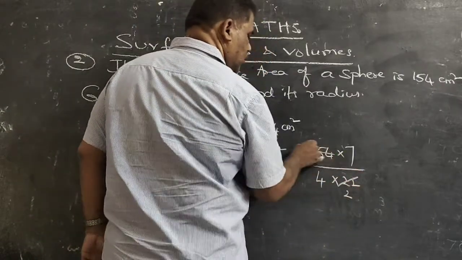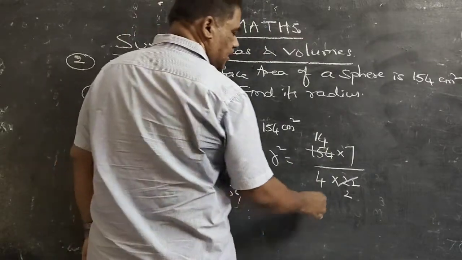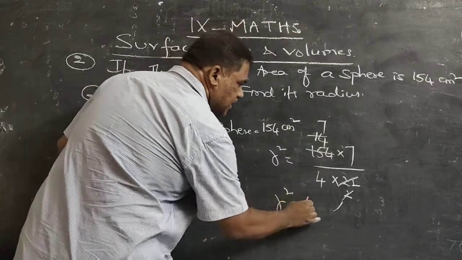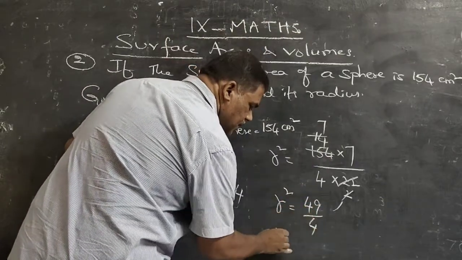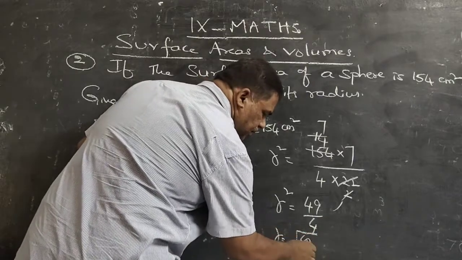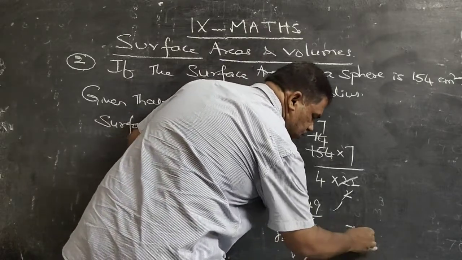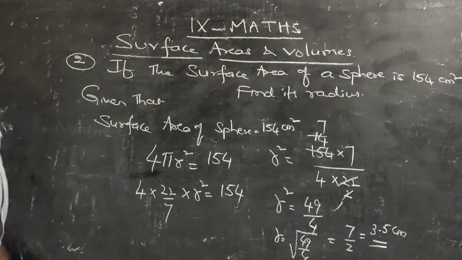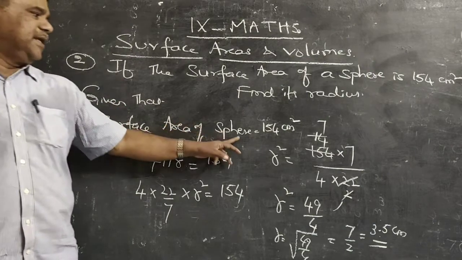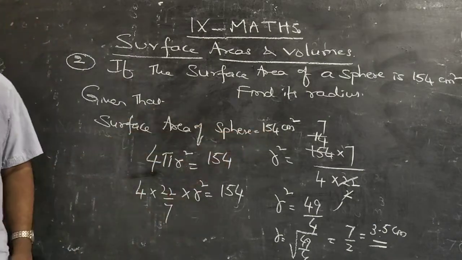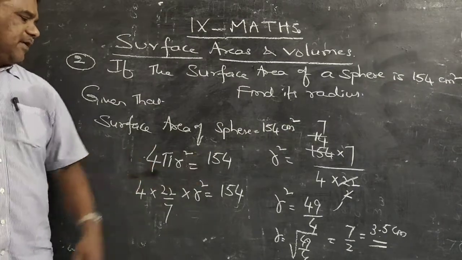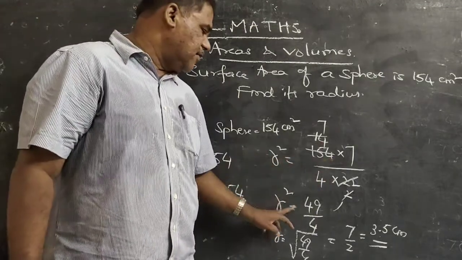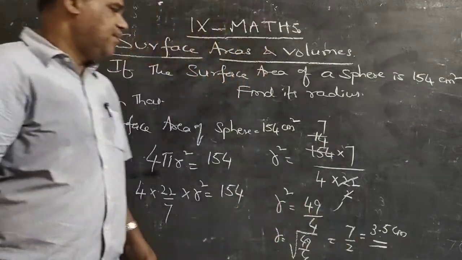11 2s are 22, 11 14s are 154, 2 1s, 2 7s. So we will get R square is equal to 49 by 4. R is equal to square root of 49 by 4, that is 7 by 2. 7 by 2 means it is 3.5 centimeters, that is the radius. So surface area formula is 4 pi r square, it is 154. 4 into 22 by 7, R value we have to find. So we are getting R value 7 by 2, which is 3.5 centimeters.